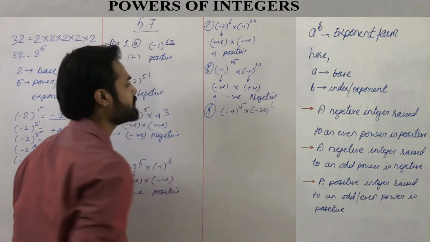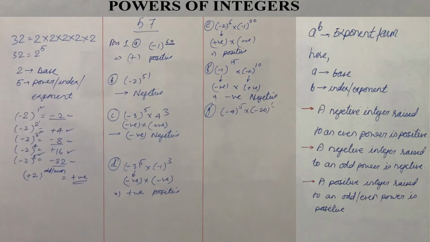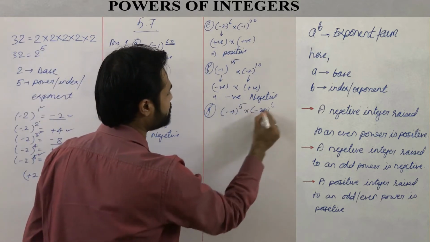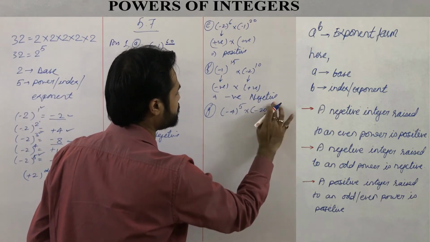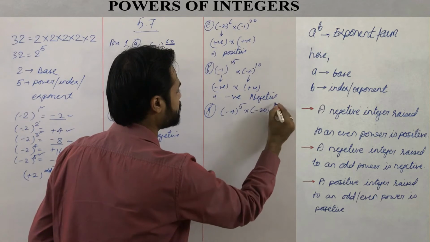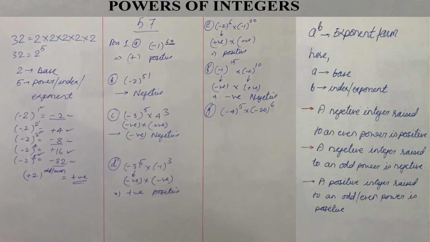So the answer is negative. Next, minus 4 to the power of 5 and minus 20 to the power of 6. Minus 20, let me check. Minus 20 to the power of 6.